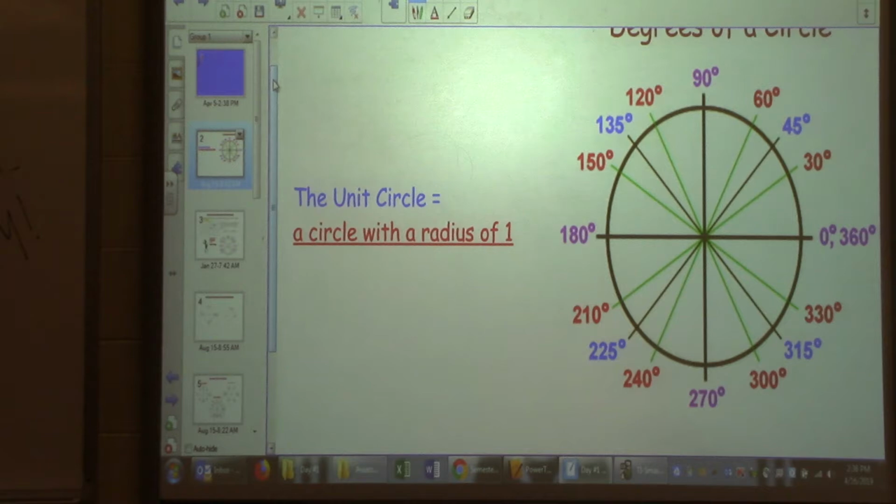What is the radius of a unit circle? 1. Thank you. Hey JJ, what's the radius of a unit circle? Thank you. Alright, glad we're paying attention.